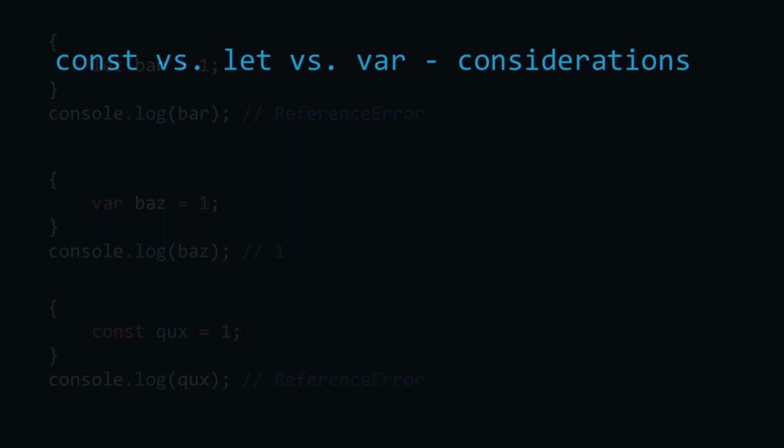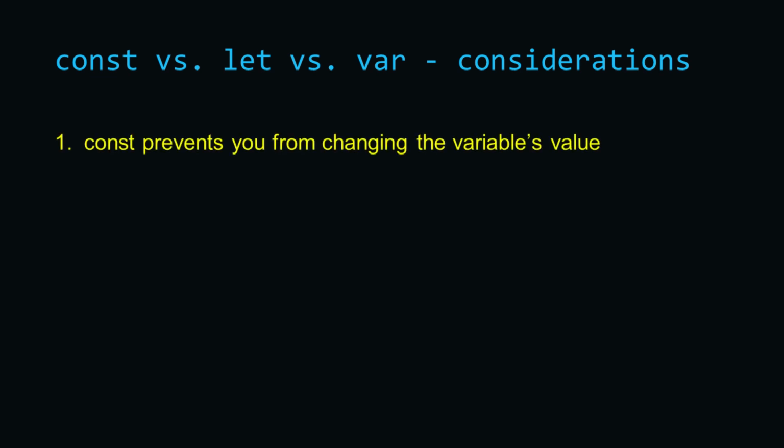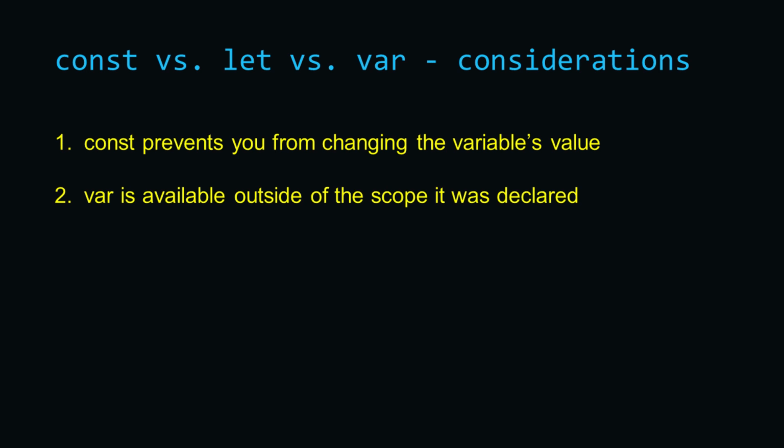So, which should you use when you declare a variable: const, let, or var? Const prevents you from changing the variable's value, which is a good thing because that makes its value more predictable. You know the value it has everywhere is the value it got when it was first assigned. Another consideration is that var, as we discussed, is available outside of the scope it was declared in, which may cause unexpected behavior where you try to use the same name outside of the scope, which will result in an error.